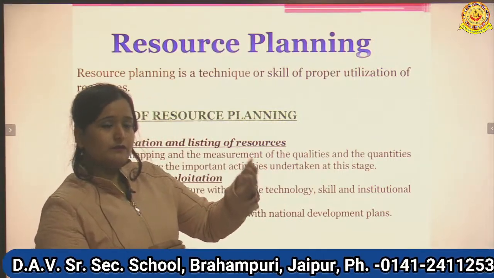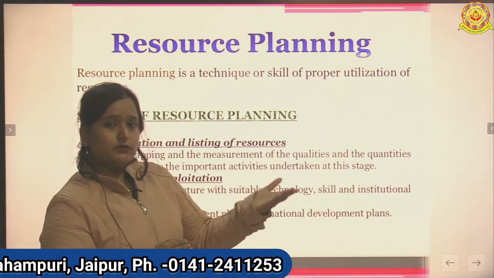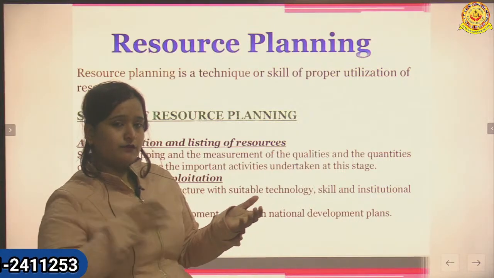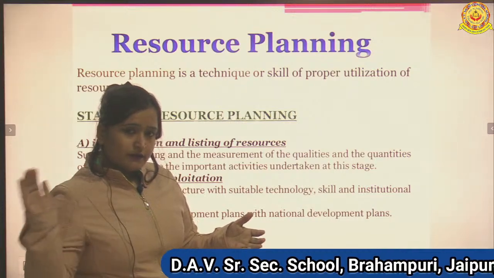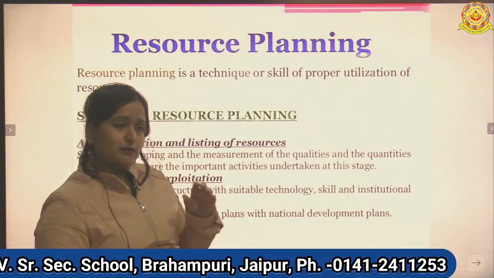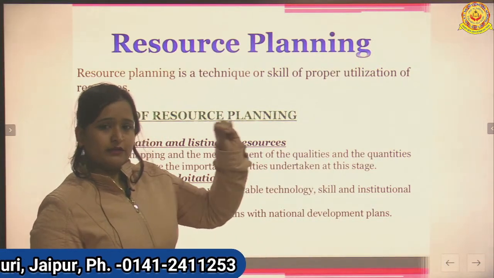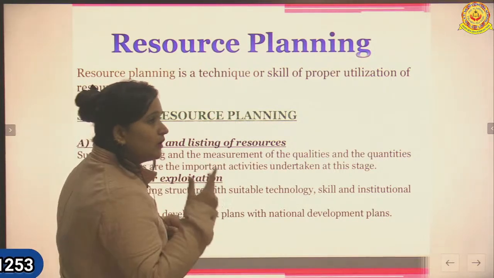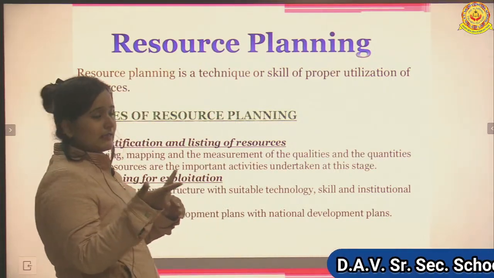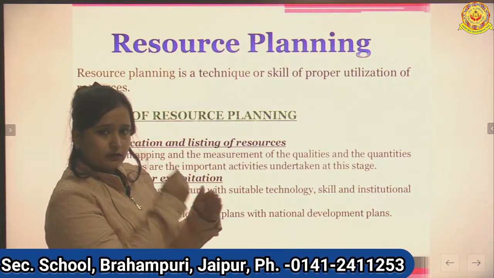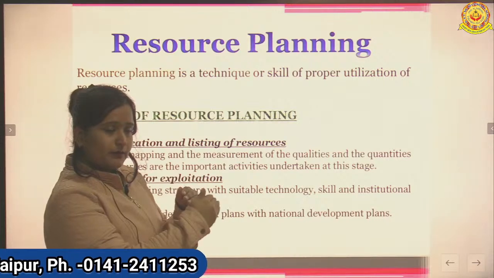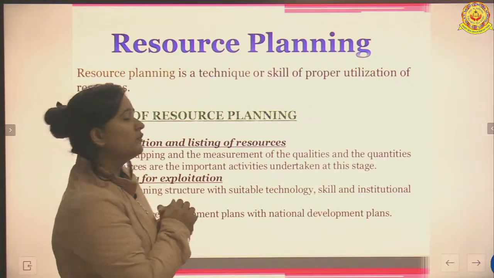If we are using the good quality resources first instead of the bad ones, then what happens? We are wasting the bad ones also, but at the same time we are wasting the good ones too. So this is an example: what can we do? We can use the bad ones first, and after a particular time we can use the good ones afterwards.